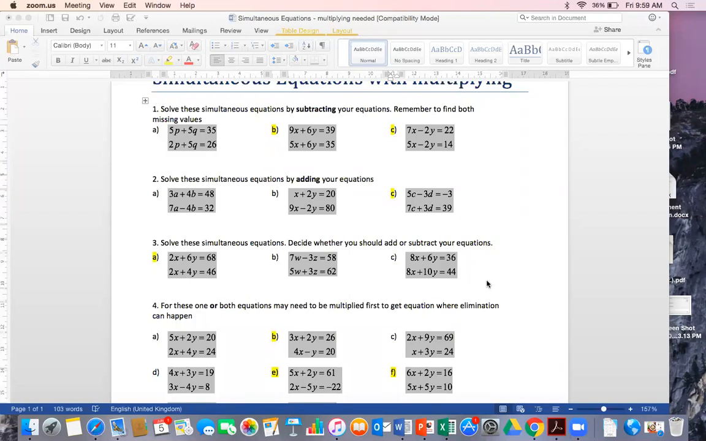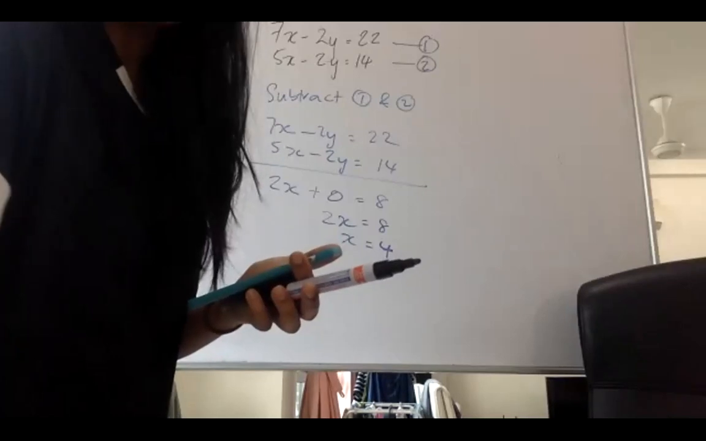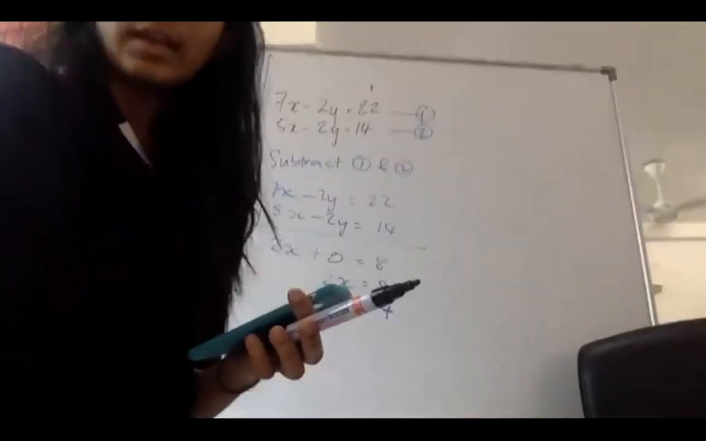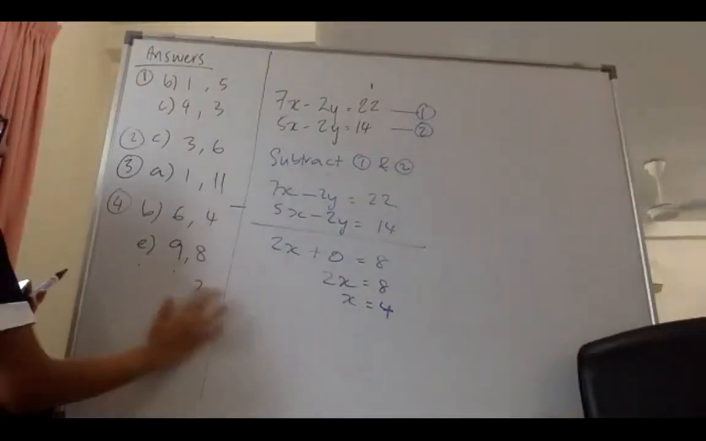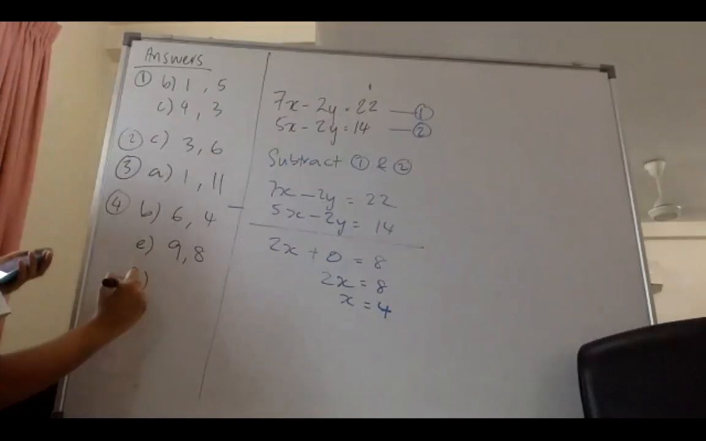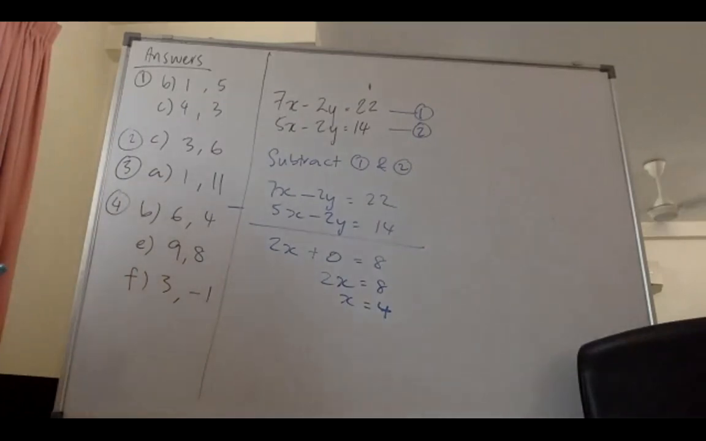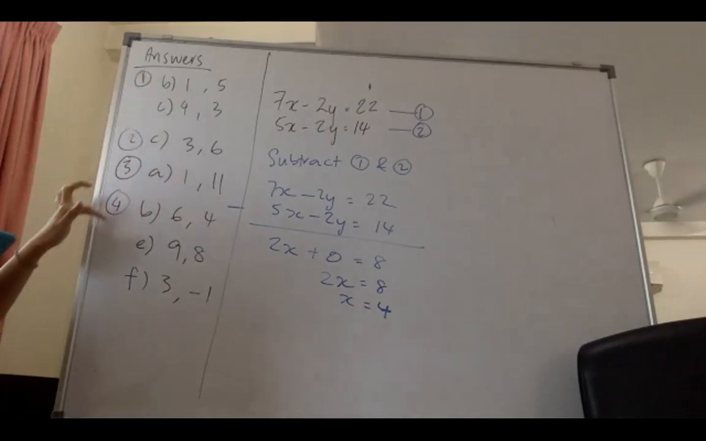And 4B, 6 and 4. E is 9 and 8. H is 4 and 2. Sorry, F. Is it 3 and -1? Yeah, I got 3 and -1. F is 3 and -1. Yeah, the answers are here. I put the answers here.